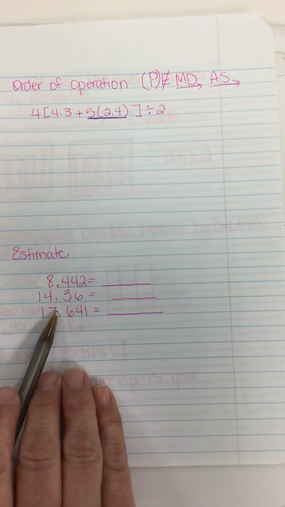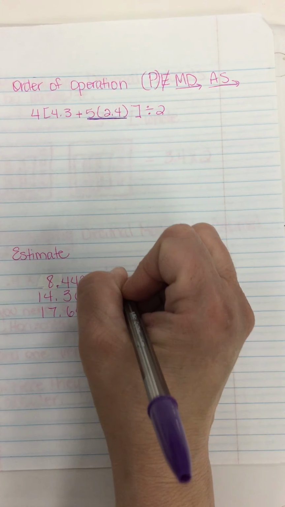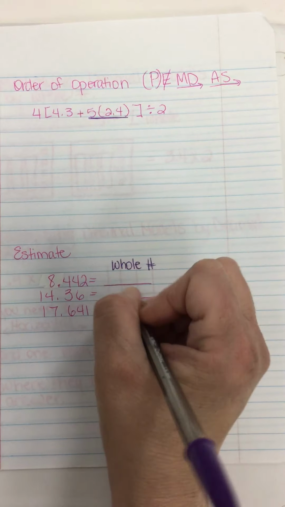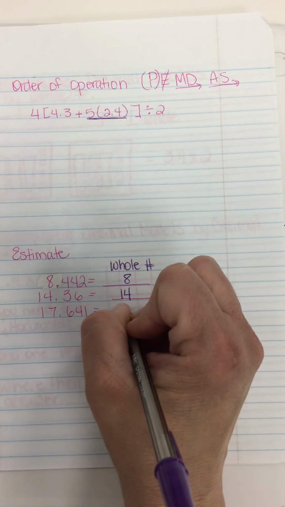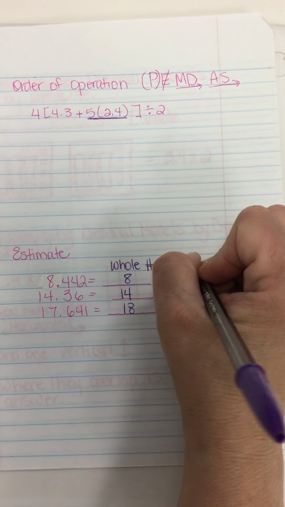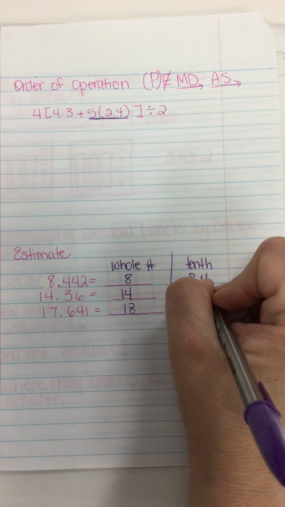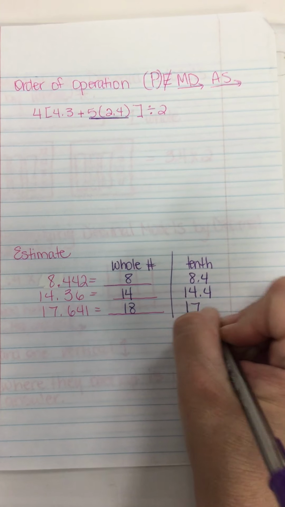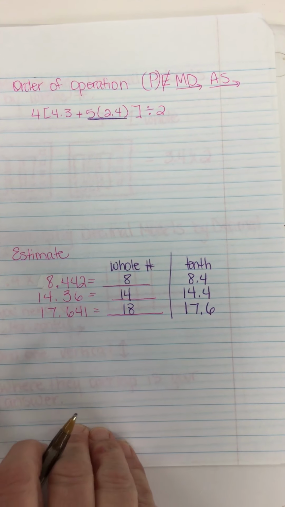Next, you're going to estimate 8 and 442 thousandths. If we're estimating to the nearest whole number, I would say this one was 8, this one is 14, and this one was 18. If we're estimating to the nearest tenth, I would say 8 and 4/10, 14 and 4/10, 17 and 6/10. So it just depends on what it's asking you to estimate to.